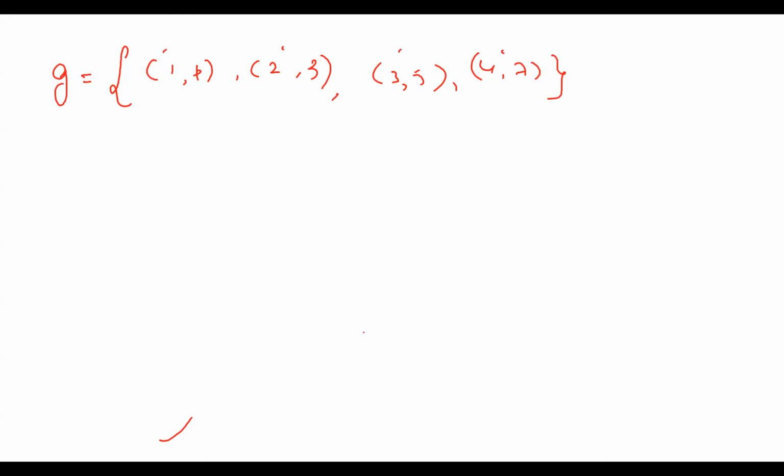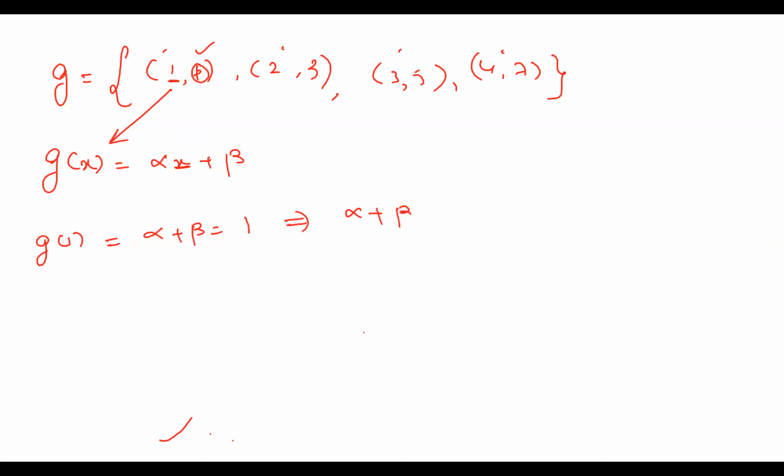If this is described by the relation g of x is equal to alpha x plus beta, then what value should be assigned to alpha and beta? When you put x is equal to 1, g of 1 is alpha plus beta. What is g of 1? It is 1, which implies alpha plus beta is 1. Similarly, what is g of 2? 2 alpha plus beta is equal to 3.